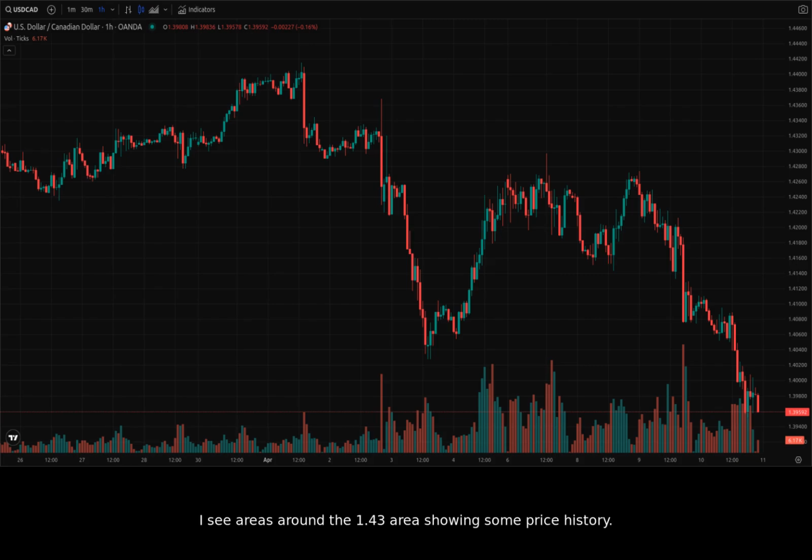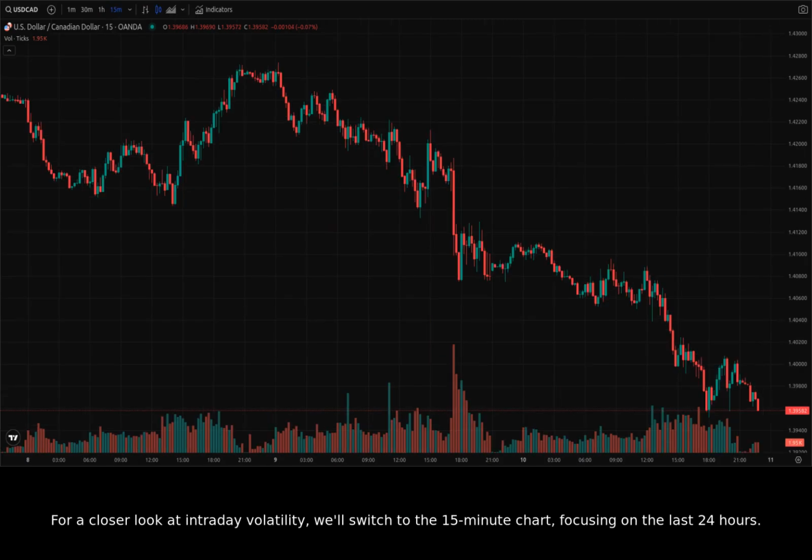I see areas around the 1.43 area showing some price history. I see a channel of sorts where candles don't seem to stay above or below 1.423 and 1.417 for too long. This might be a shorting opportunity. However, be mindful that markets can reverse course quickly.